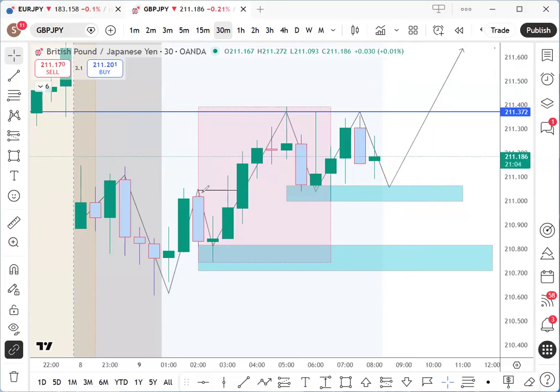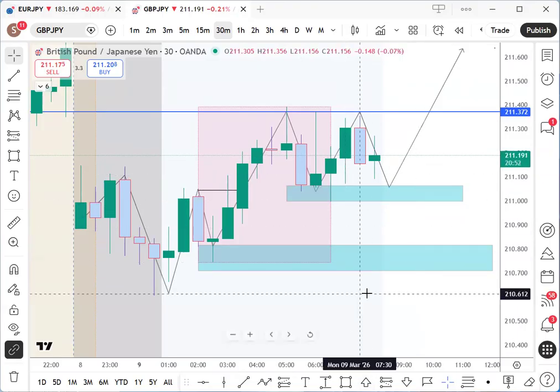But overall, we have a market structure shift from here. So we're looking for this pullback and then for price to continue going up, potentially. Yeah. But if it crosses those levels, then it's no longer looking bullish.